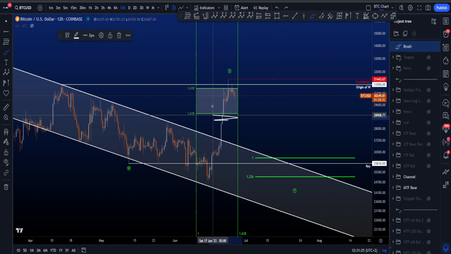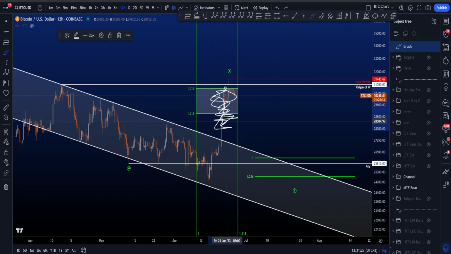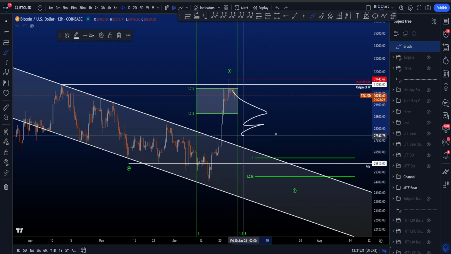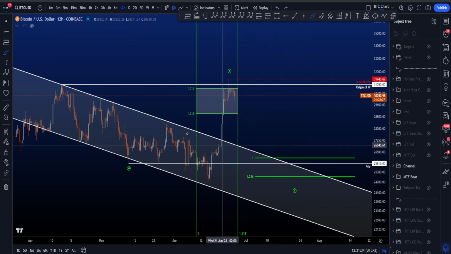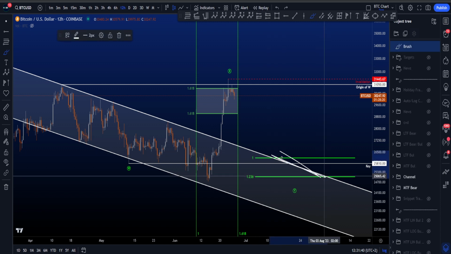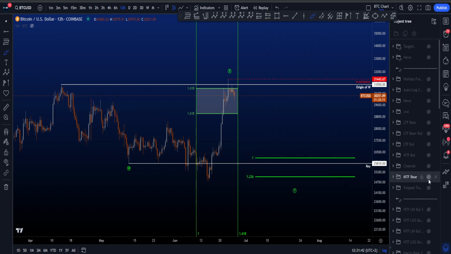Or the people that have FOMO longed inside this push to the upside because there was no backtest over here, they're going to be stopped out when price moves to the downside. So a potential fake out of this channel, basically then moving back to the channel, maybe even inside or backtesting over here, could be quite interesting.